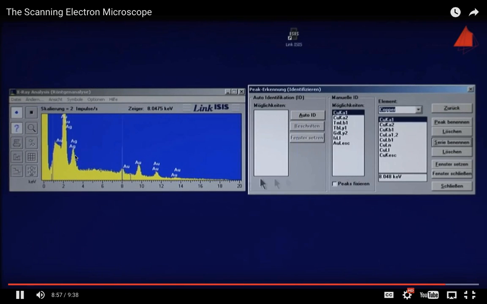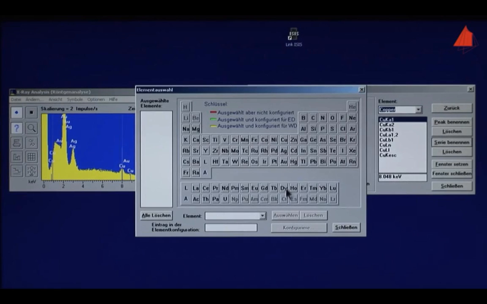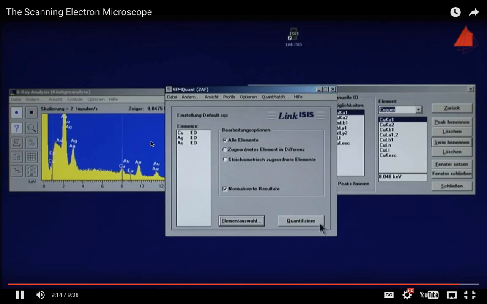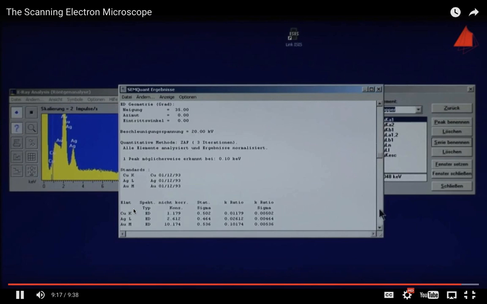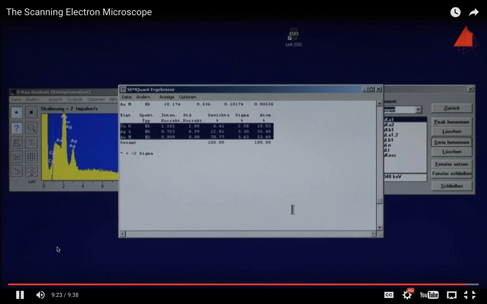AG here is for silver, and CU is copper. So you are able to see the signatures of the different elements, and so you are able to see what elements are in the sample, in this case copper, silver, and gold. How is that useful? What do you think?